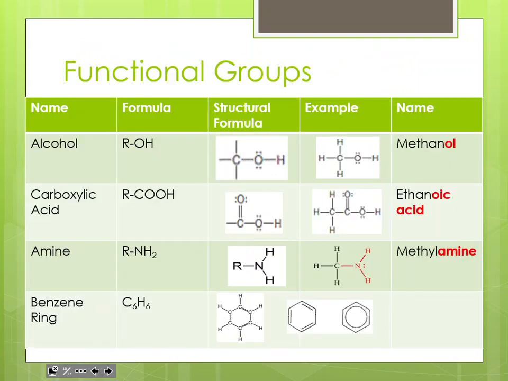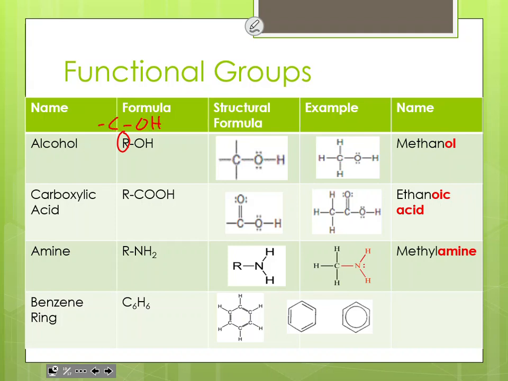Functional groups. Let's talk functional groups. There are 3 functional groups and then the benzene ring that you have to know. So if you're looking up here, how do I know what a functional group is? It's going to be on the end of the carbon chain. So that's what this R is telling me right here. This means this is a carbon chain.